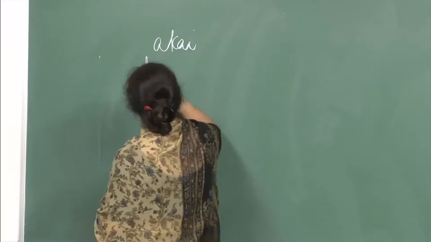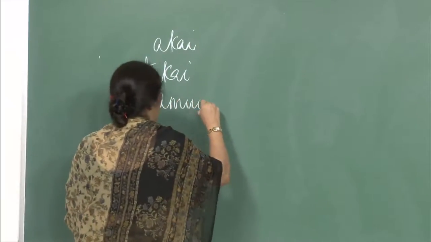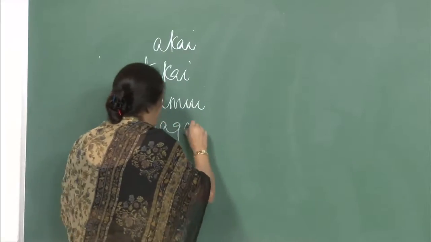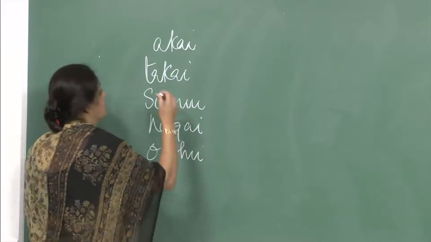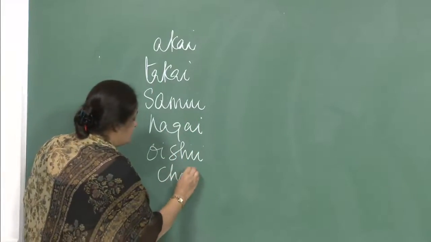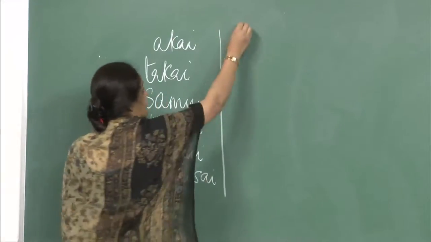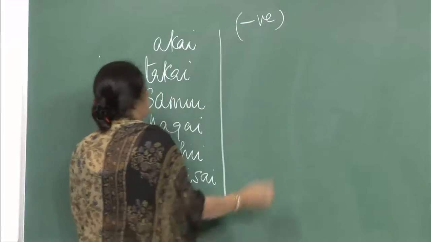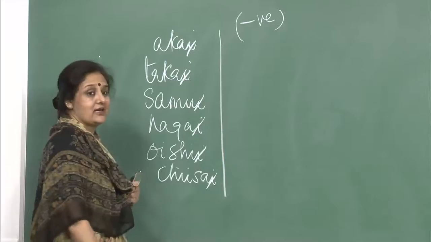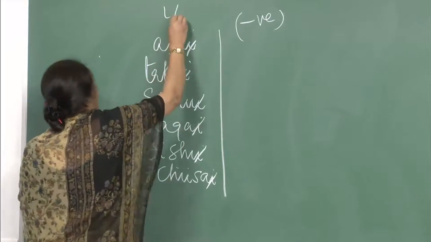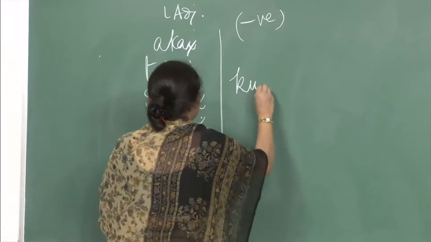Akai, takai, samui, nagai, oishii, chisai. So, what do you have to do for a negative? If you have to make negative for I adjectives, well, you just need to remove this I from here, the last I, as in case of I adjectives, and put ku instead.